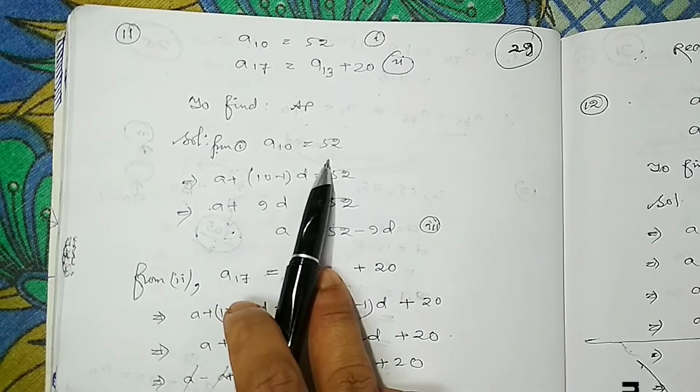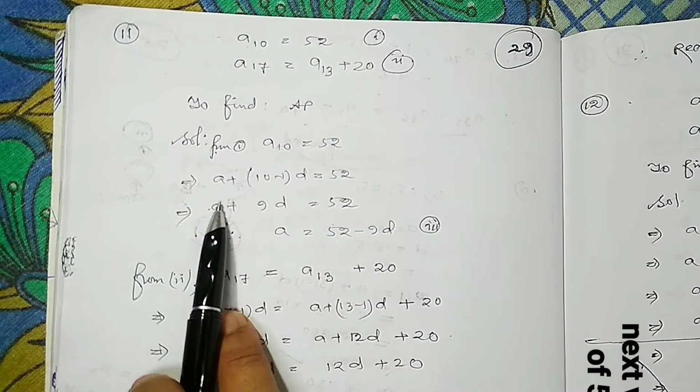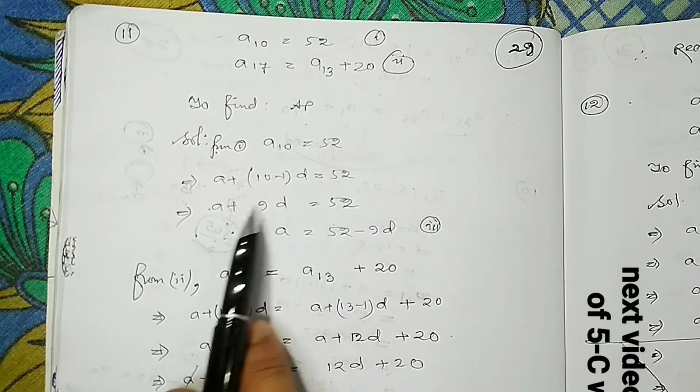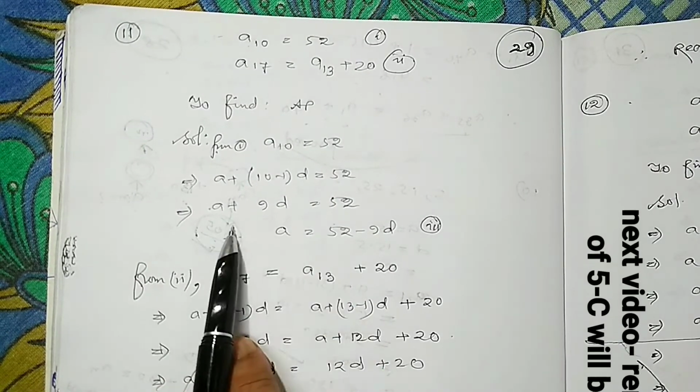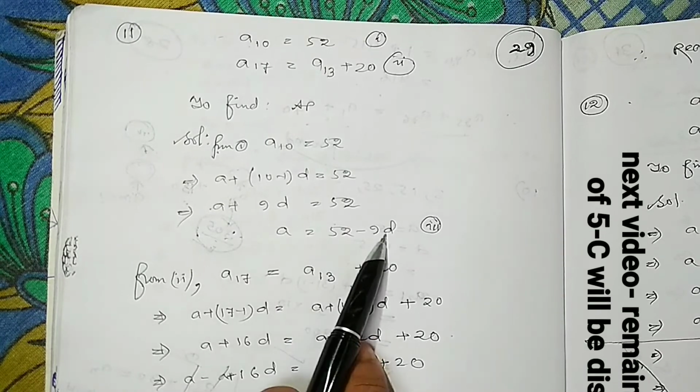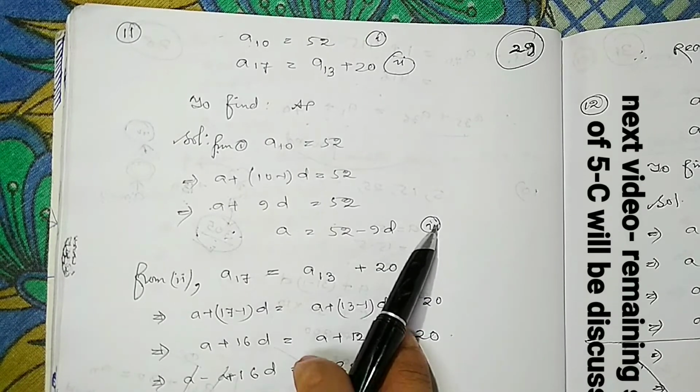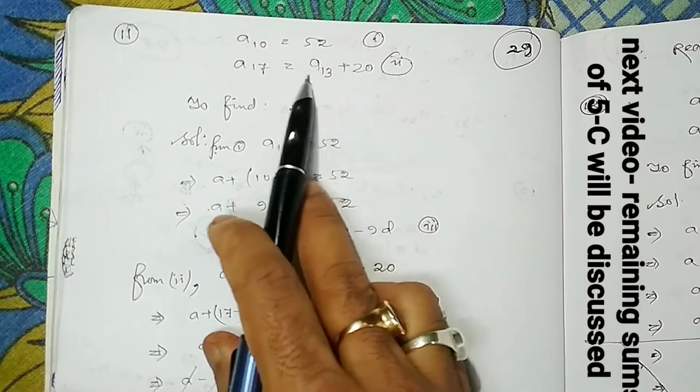So A10 is 52. A10, how to write? A plus n minus 1 into D is 52. A plus 9D is 52. So A will be 52 minus 9D. Let it be our equation number 3, as we have mentioned 1 and 2 as these two equations.